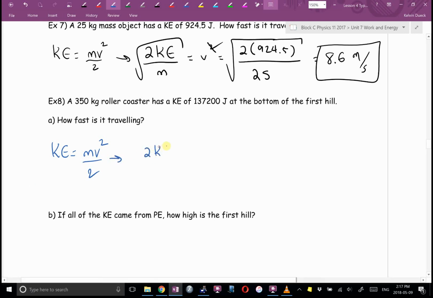Multiply. More specific. What's going to stay where it is, like a domino? KE. How am I going to move the M over? Divide. How am I going to move the 2 over? Multiply. And that's going to give me V squared. Knock, knock. How to get rid of squared? 3. Okay. It's going to be 137,200 divided by 350.